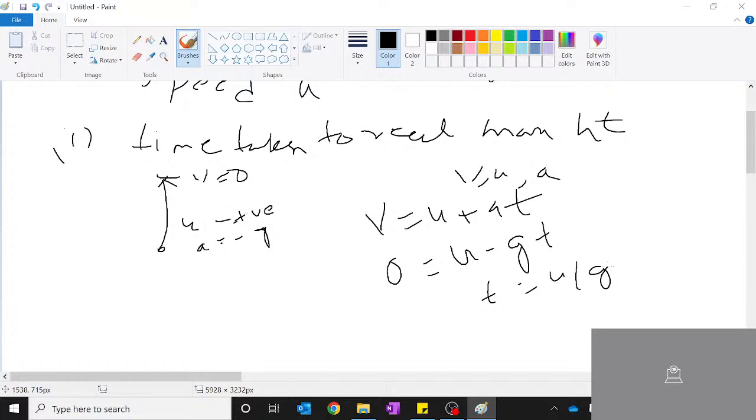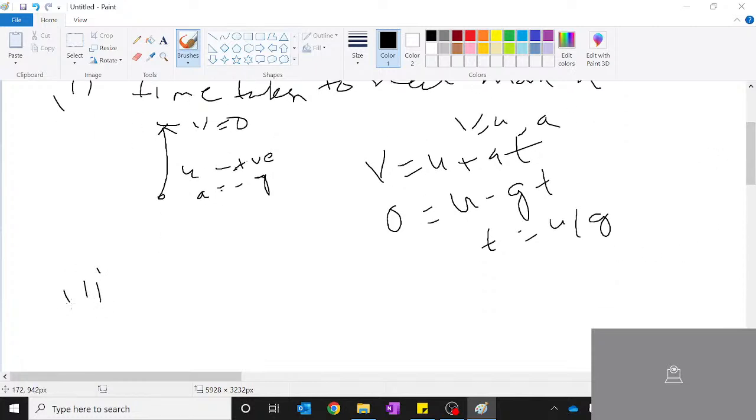Now, the second question is, what is the maximum height it travels? Same again, let's assume it travels a height of h, or a displacement of h, however you take it. Now I know v, I know u, I know a. I am supposed to find out s.